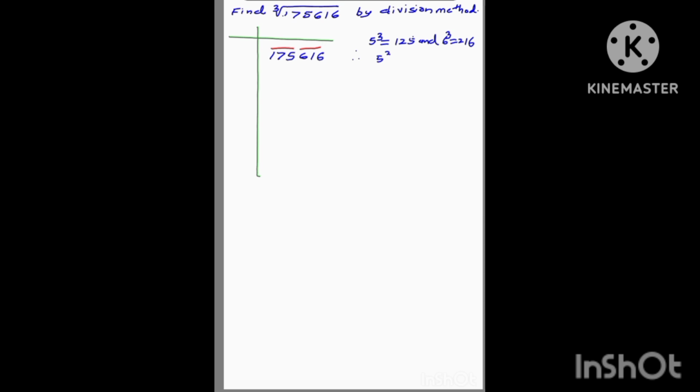So see this, 5 cube is less than 175 is less than 6 cube. Write it like this, so you will not get confused in writing. Consider this 5. Write 5 there, and 5 on the top of the line, and cube of 5, 125, below. Remember this, cube of 5 is 125, and subtract it. Okay, very interesting method. Subtract it, you will get 0 and 50, that is 50.